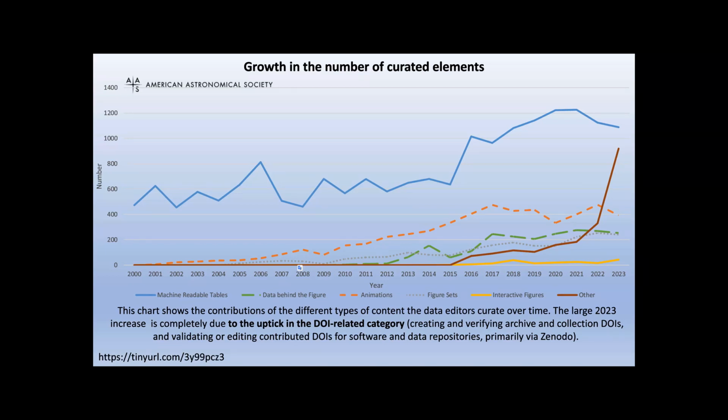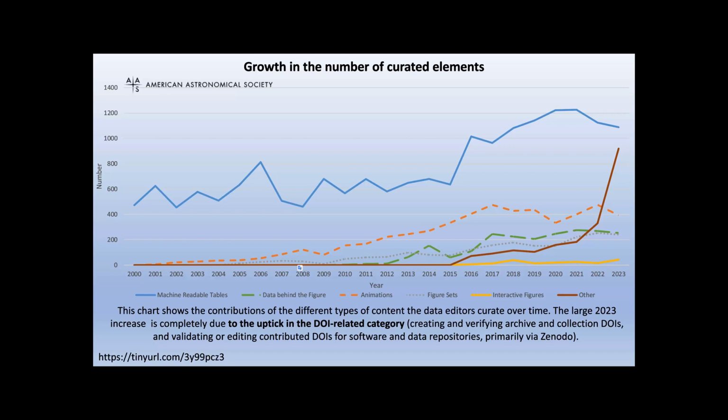The other lines relate to interactive figures in the journal. I'm not going to talk about that. The line I want to draw your attention to is the heavy brown line, and that heavy brown line represents an uptick in DOIs to data sets. That's a combination of citations to data that are already in our repositories, and also to data sets that are being deposited into places like Zenodo.